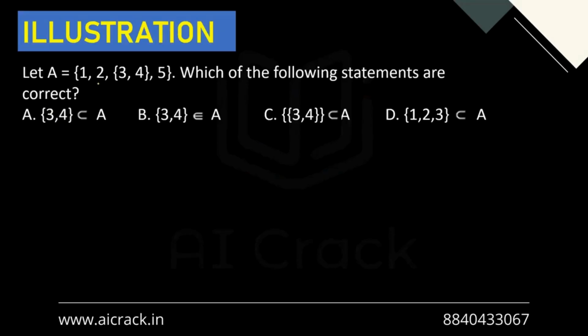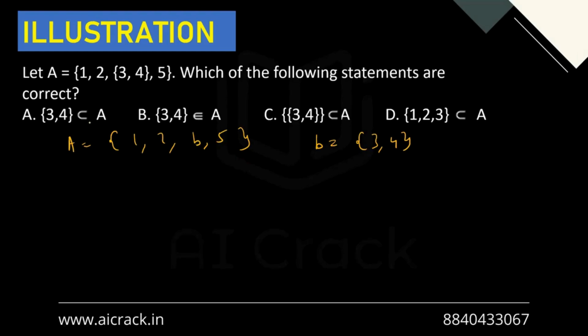Let A equal 1 comma 2 comma this element comma 5. Which of the following statements are correct? Now let's first try to simplify our set A. This is 1 comma 2, this is B, and comma 5. B is actually 3 comma 4. So what we have done is we have represented 3 comma 4 as B, okay, to make things simpler.